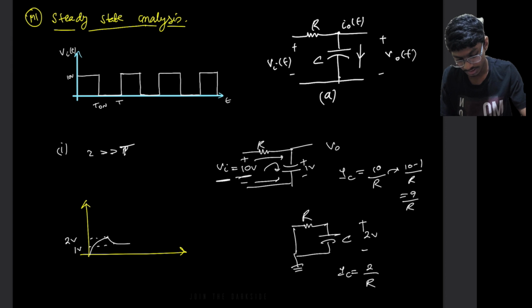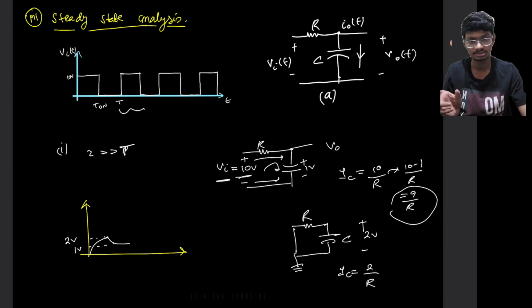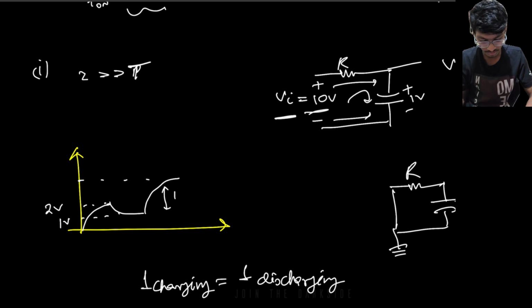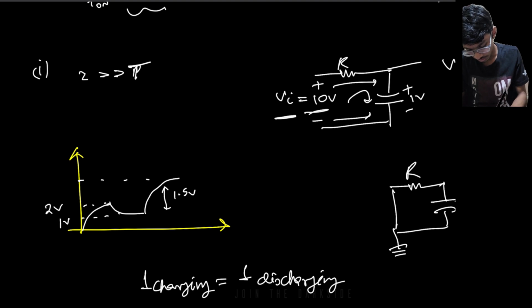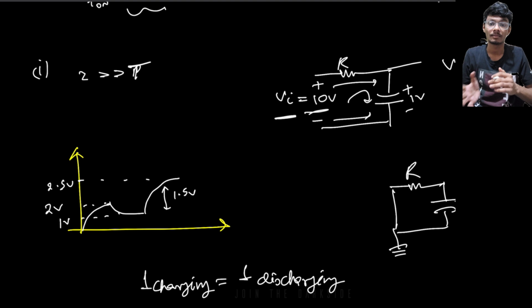So it will not get charged by a full 2 volts; it will get charged by something less than 2 volts, because the charging current has reduced but the time duration for which it is charged remains the same. So this gap will be something less than 2 volts, like 1.5 volts. So where will this reach? This will reach around 2.5 volts. As the charging current is getting reduced, the amount of voltage that it is being charged will also get reduced. That's why this is 1.5 volts.